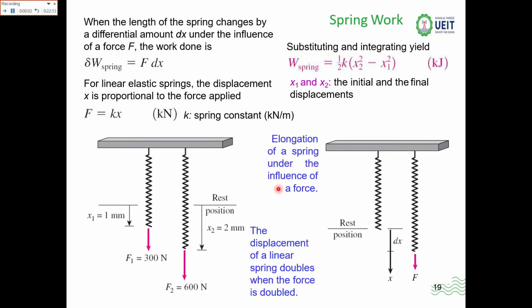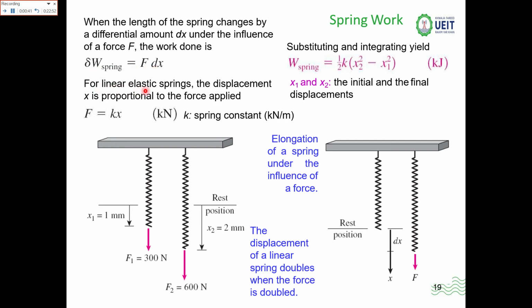Now the spring work. For a spring, we have the formula 1 over 2 k into x square. Now what is changed from the shaft work, in the spring work we'll have the initial position and the final position. So we'll write simply W is equal to half k into x2 square minus x1 square. When the length of the spring changes by the differential amount dx under the influence of the force, then this small work done, delta W spring, is equal to F into dx.